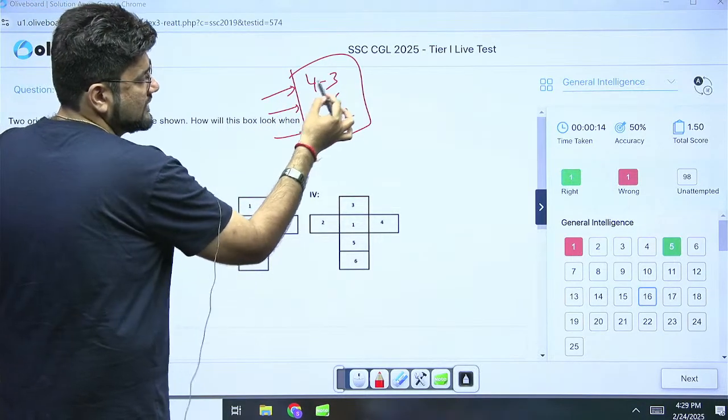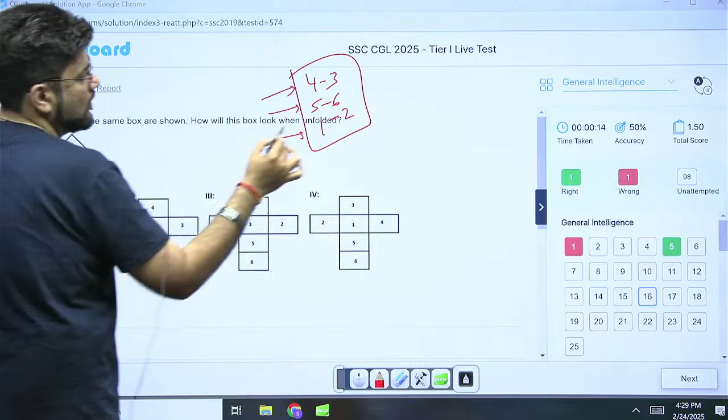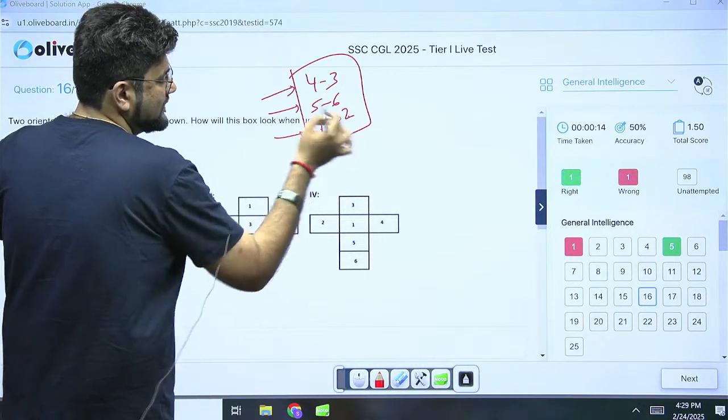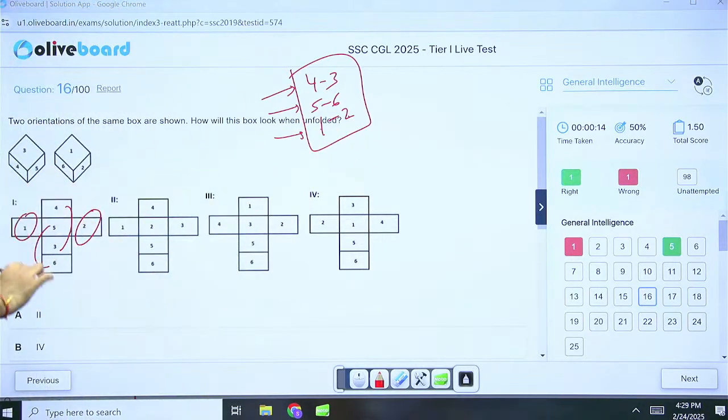Not possible. 4 and 3 both are on the same level. 1, 6, 2. 1, 2. 1 and 2 are on the same level. Not possible. So both these dice are rejected.